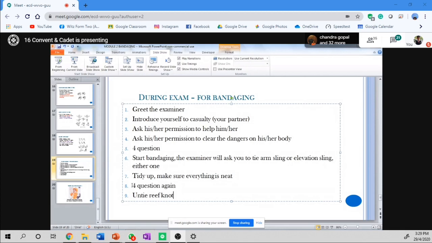Then after you ask the questions, the casualty says everything is okay. I never feel numb. My fingers still can move. My pulse rate is okay. My capillary refill is okay. Then you untie the reef knot. So this one is in the practical part. I can't show you now.